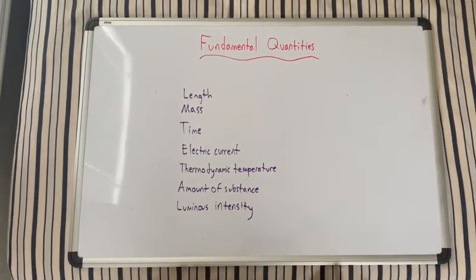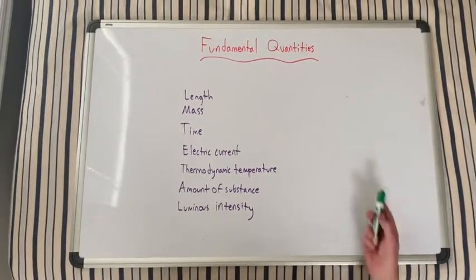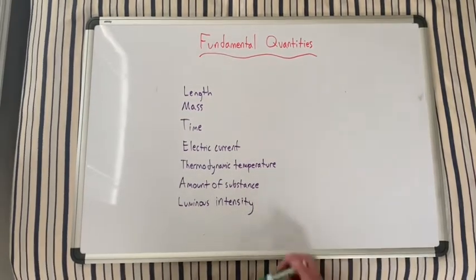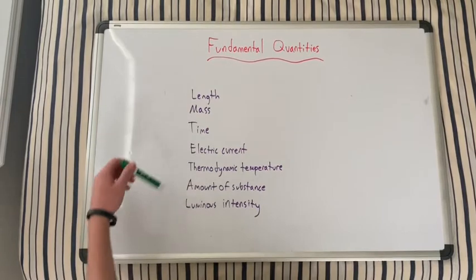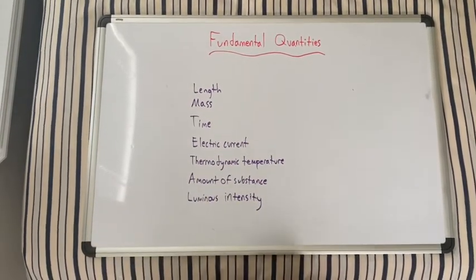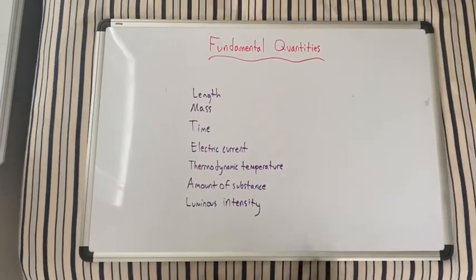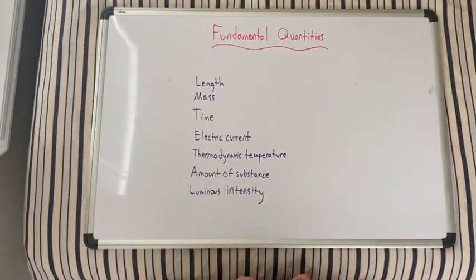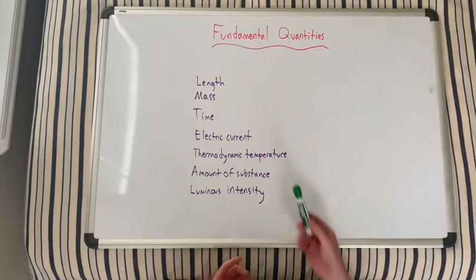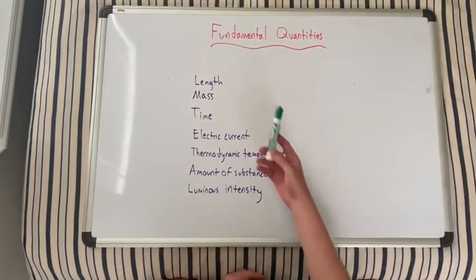Alright, welcome back guys. In this video, we're going to be covering the 7 fundamental quantities. Now these are the quantities that are used to measure each of these 7 things, okay? So all other non-fundamental quantities, so all derived quantities, use one of these 7 quantities. For instance, velocity can be considered a length or a distance over time.